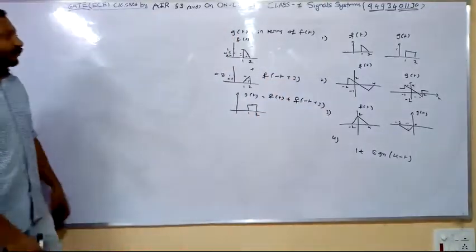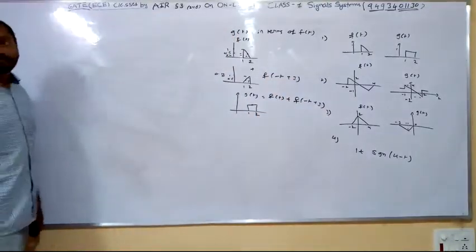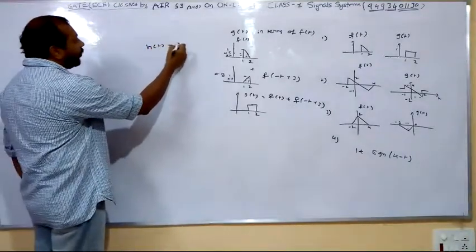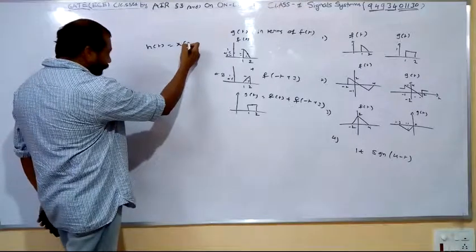Again, this concept will appear in the communication system, in the matched filter also. The impulse response of the filter h of t is equal to x of capital T minus t.